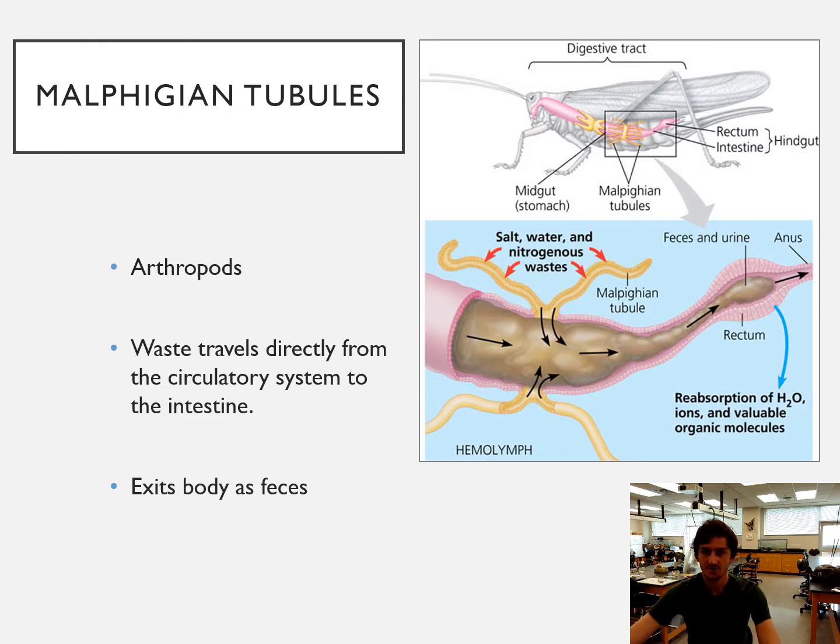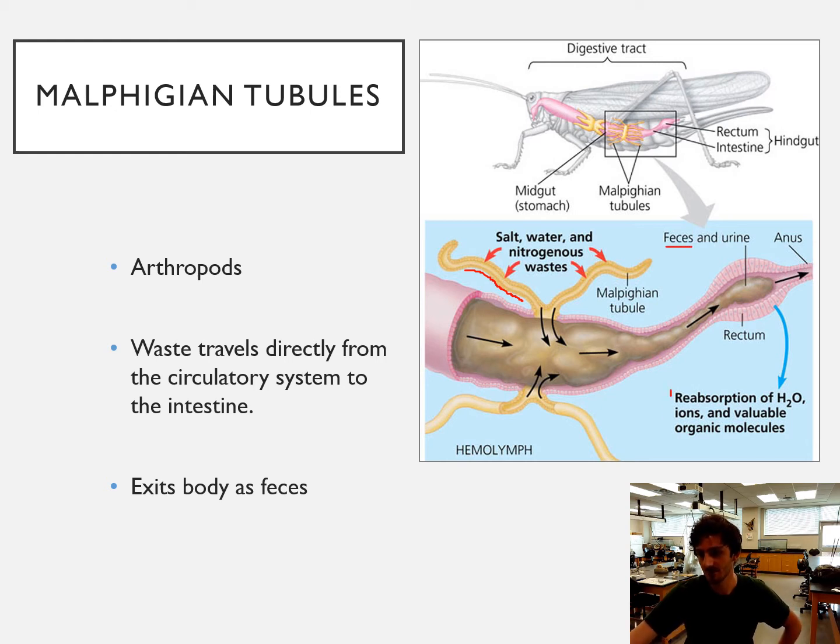In insects and other terrestrial arthropods, such as myriapoda, like the centipedes and millipedes, we have what are called Malpighian tubules. These Malpighian tubules connect directly into the digestive tract. If you look at this diagram, each one of these tubes is a Malpighian tubule. Salt, water, and nitrogenous wastes such as urea, ammonia, and uric acid are transported from the circulatory system into the digestive tract, and all that waste exits the body as feces.